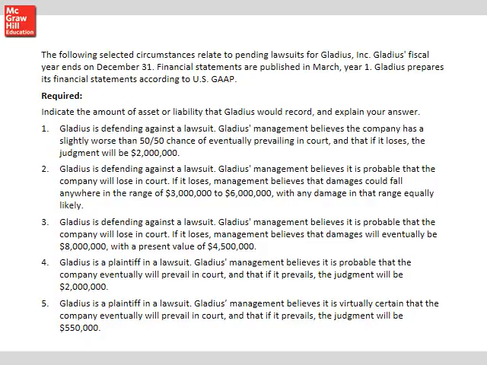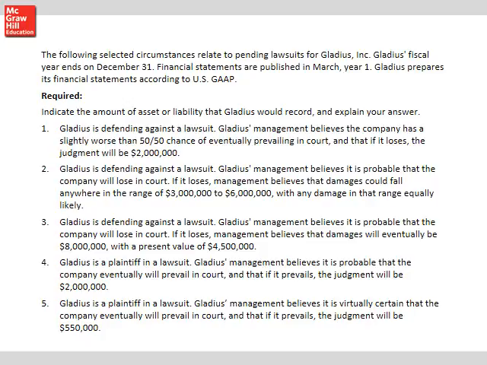1. Gladius is defending against a lawsuit. Gladius's management believes the company has a slightly worse than 50-50 chance of eventually prevailing in court, and if it loses, the judgment will be $2 million. Situation 2. Gladius is defending against a lawsuit. Gladius's management believes it is probable the company will lose in court. If it loses, management believes that damages could fall anywhere in the range of $3 million to $6 million, with any damage in that range equally likely.